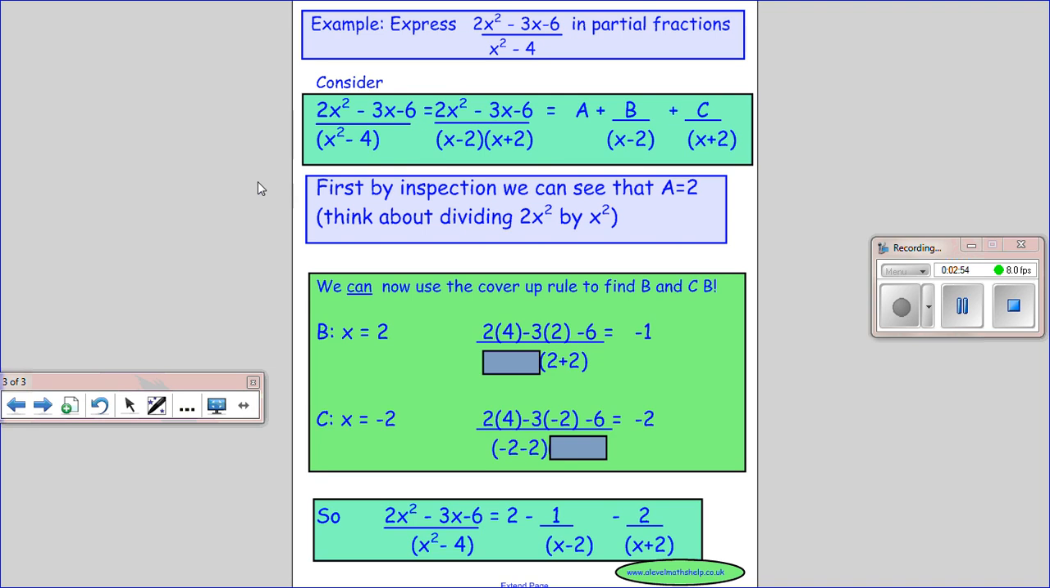Okay, so then I've got my answer. This top-heavy fraction becomes a number, which is this 2, plus my partial fractions, and the b from my partial fractions is the minus 1, and the c from my partial fractions is the minus 2. And so I just put those back in there, and that gives me my answer. Okay, I hope that's helpful.